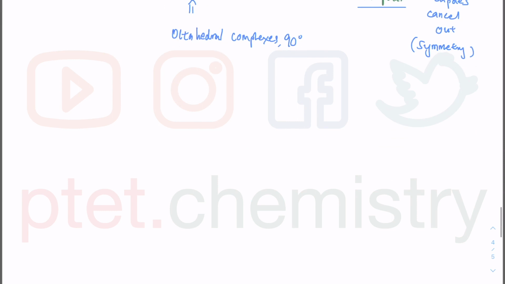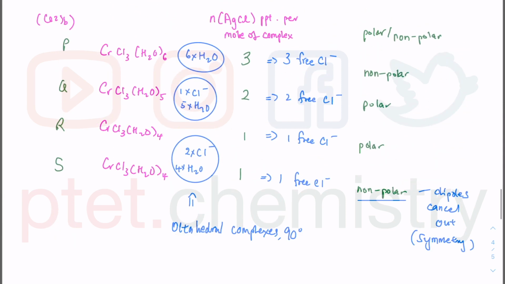Let's get started with this question. B part 1: draw the 3-dimensional structure for P, Q, R, and S. I already started by talking about the origin of why I know there are 6 water molecules. They want the complex ions. They don't want the free chloride or whatever. So they just want the complex ion.